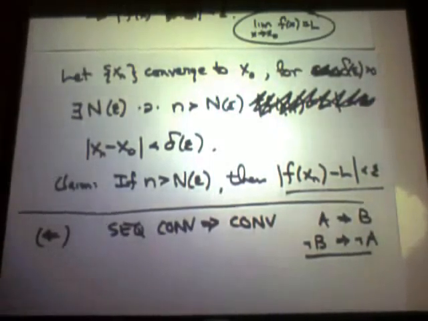So what if we just try the contrapositive? If we don't have convergence, that means what? That no matter how close you get, you can always find somebody that jumps away from the limit, right? Does that imply that you don't have sequential convergence?